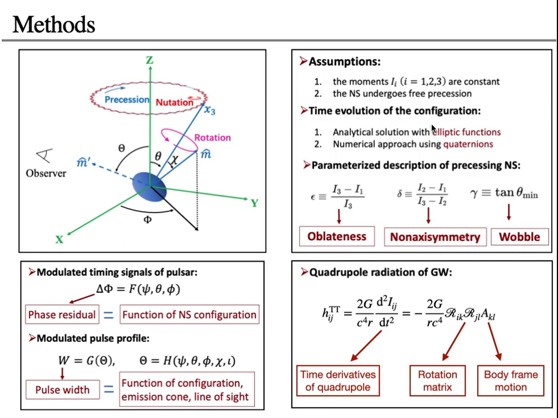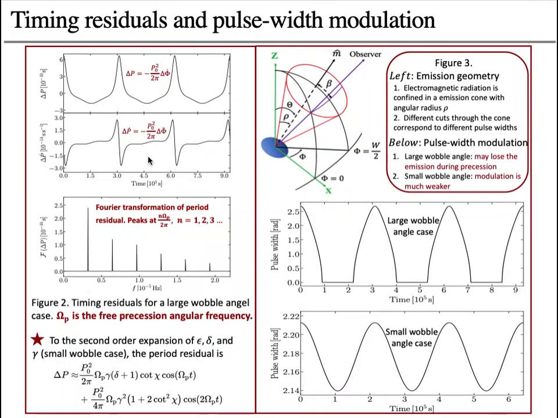Once we know the time evolution of the configuration, we can give the phase residual and the pulse-width modulation of pulsars, which are functions of the neutron star's configuration, the opening angle of the emission cone, and the line of sight. For the gravitational waves, we use the quadrupole radiation waveform. Here are the results of timing residuals and pulse-width modulation.